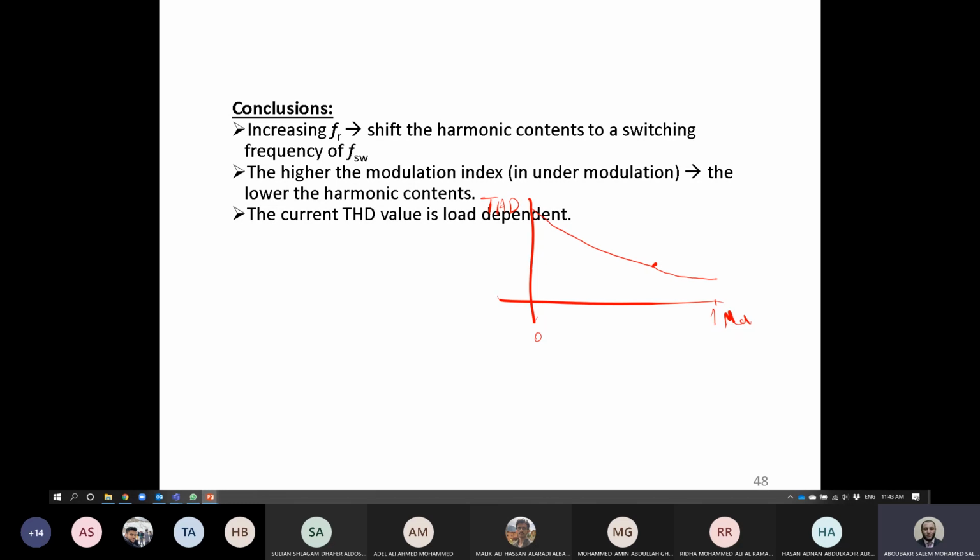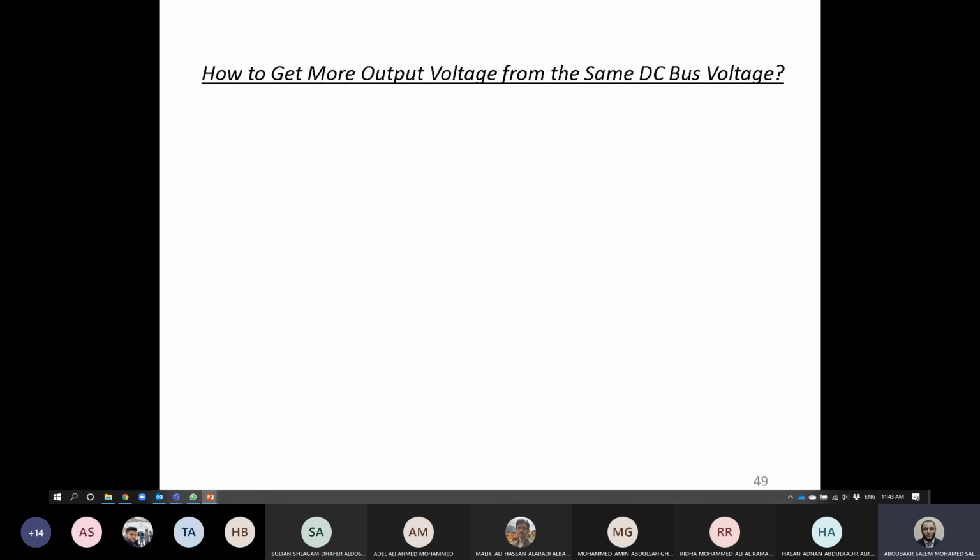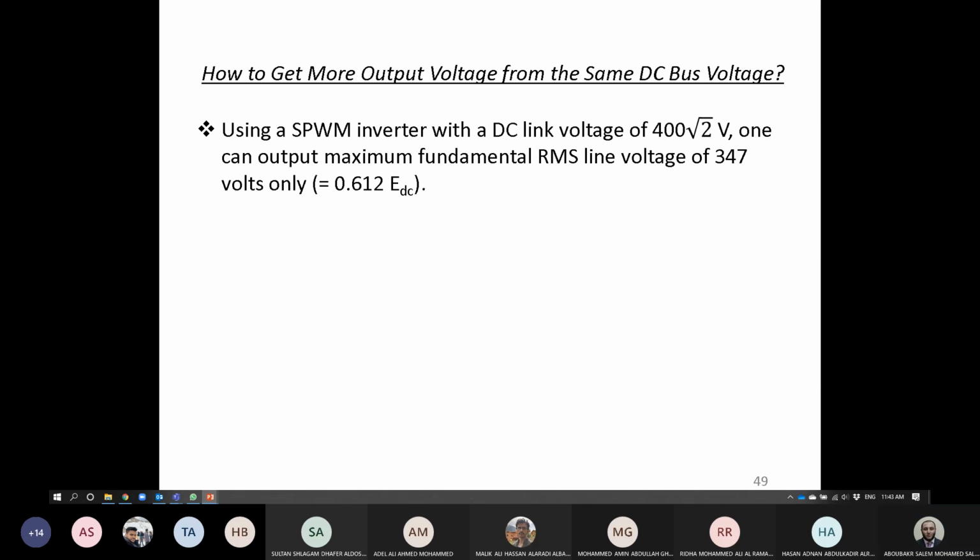Also, the current THD value is load dependent, which means it depends on the impedance. If the impedance is inductive, the current harmonics will be attenuated because it depends on the load impedance. Right. Now, guys, we discussed the sinusoidal pulse width modulation. If you apply the sinusoidal pulse width modulation, you will find that the output values will be like that, guys.